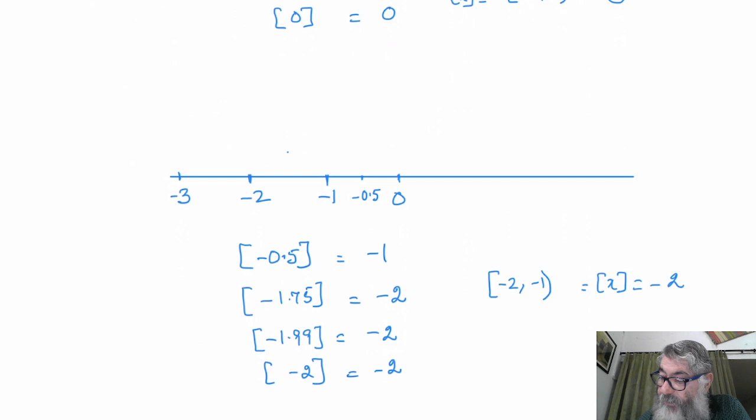Wherever the number is, suppose the number is in between -1 and -2, you will move to the left. If the number is between -2 and -3, you will move to the left, so it will not be -2, but it will be -3. The greatest integer will always be on the left of the given number, or on the integer itself if it is an integer.